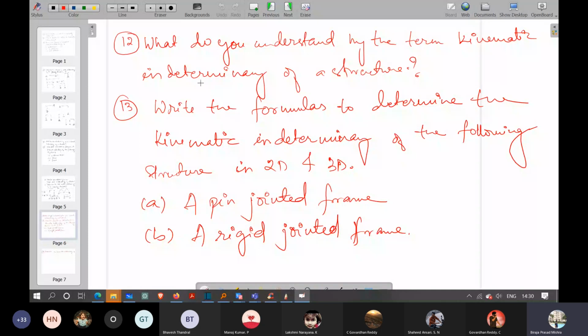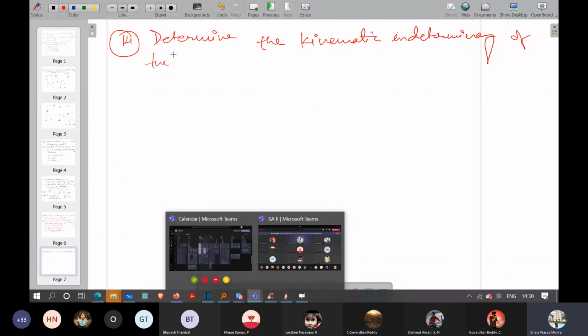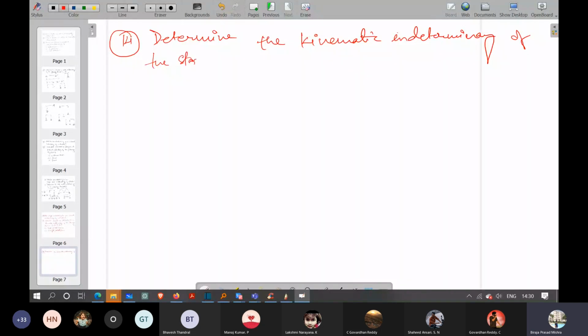Okay. So this next question is: determine the kinematic indeterminacy of the structures shown in the figure below. Can you hear my voice? Yes, sir. Okay, so now what are those structures? Those structures can be like this.